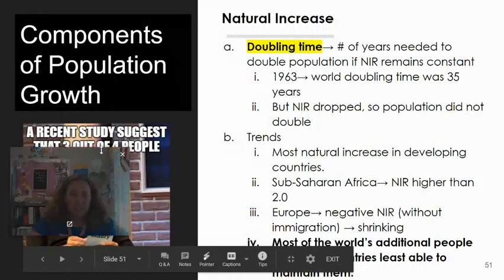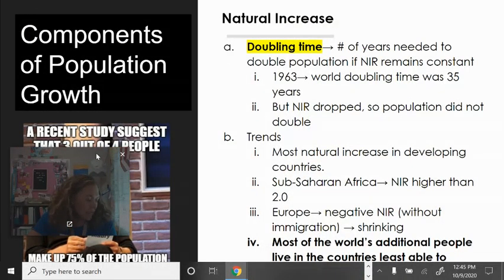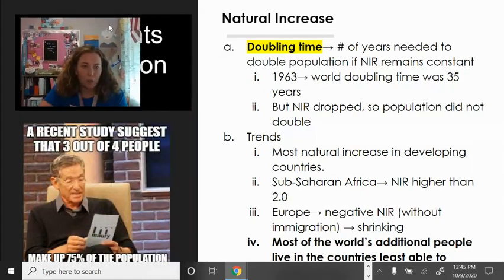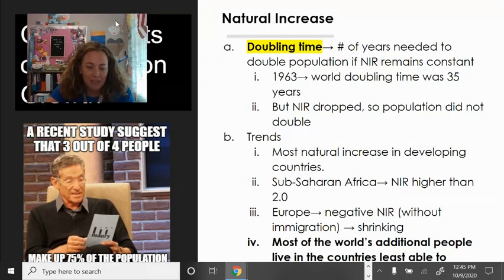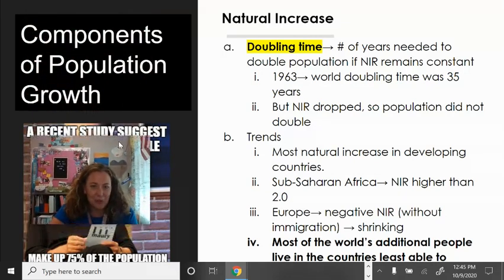So, components of population growth, and these are going to be those factors. Again, in your notes, we're on the factors page. I'm trying to find myself. Okay, Maury, recent study suggests 3 out of 4 people make up 75% of the population. Ha ha, that's a good one, Maury.